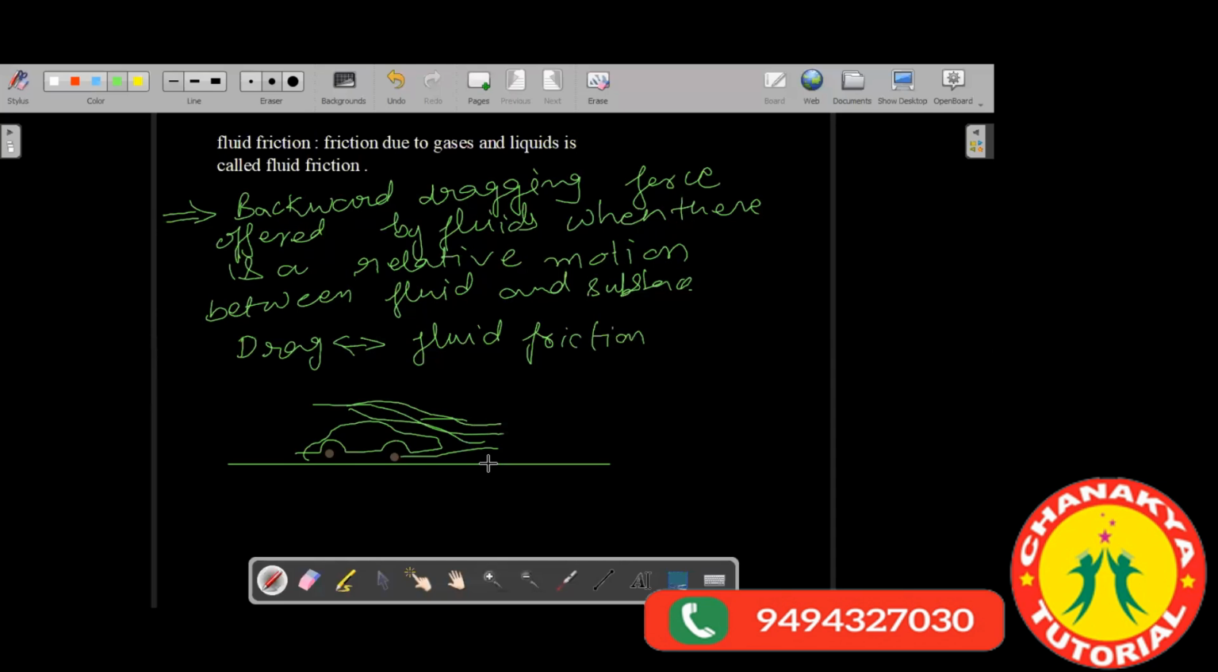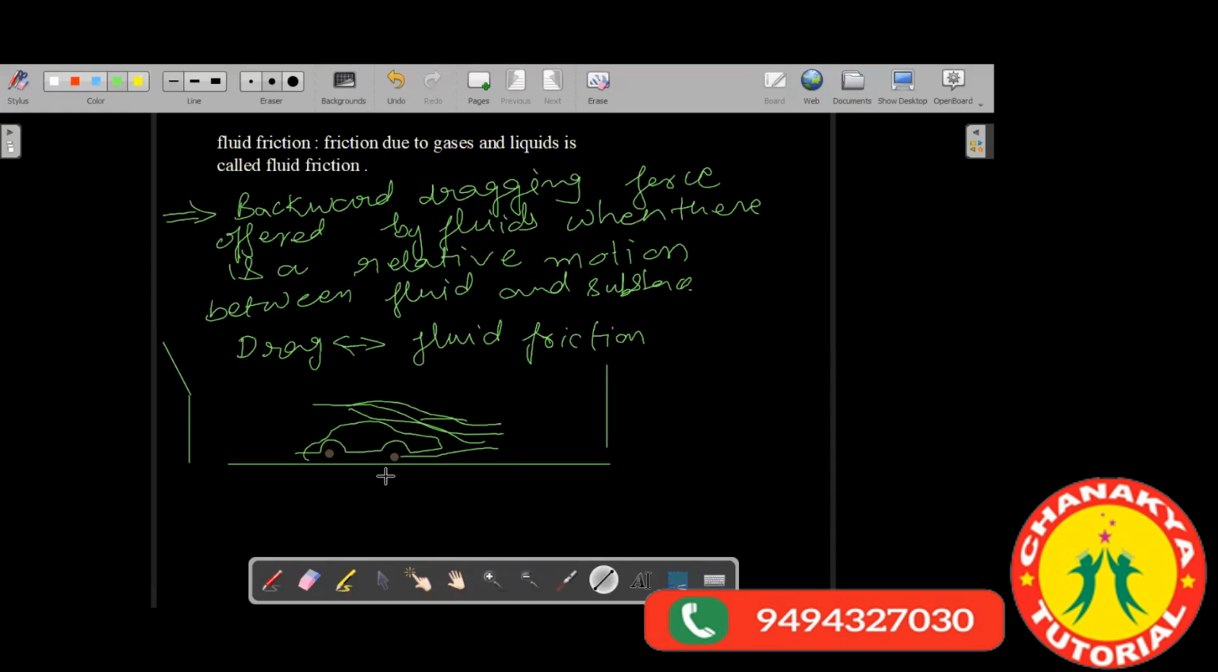And this is the reason why cars have a flat design. The reason why cars have a flat design and buses have a vertical design. Have you seen the design of buses and trucks is different from that of the cars? For the buses and trucks, you have the design something like this, or you have almost a flat design. But for the cars, you have a streamlined design. The reason is that cars have to move at higher speeds, so there would be a large amount of backward dragging force by air.